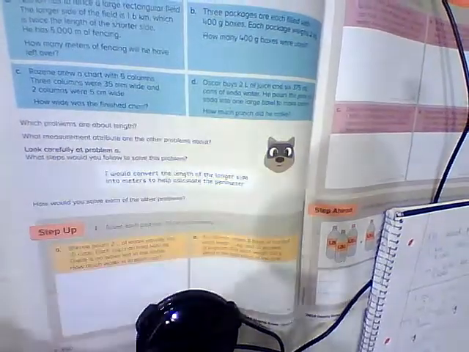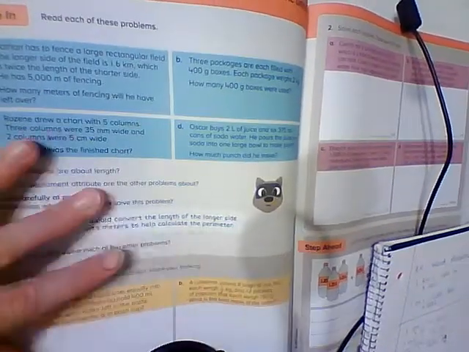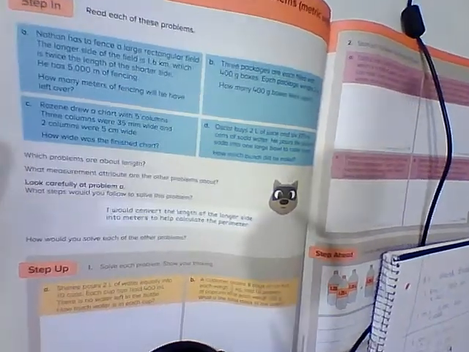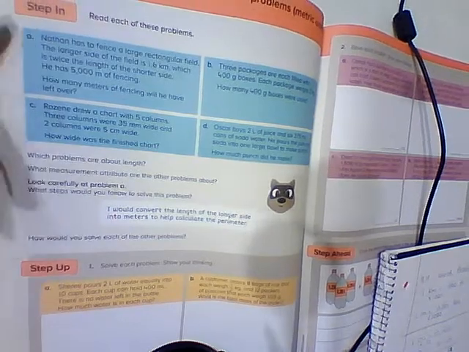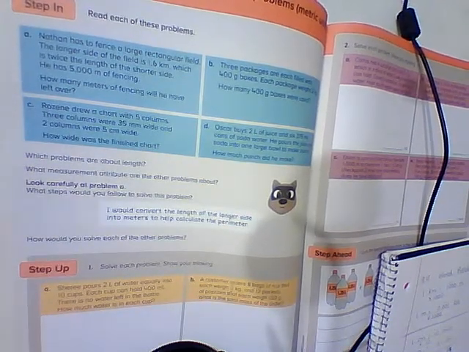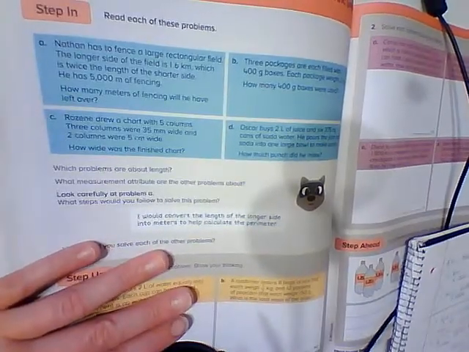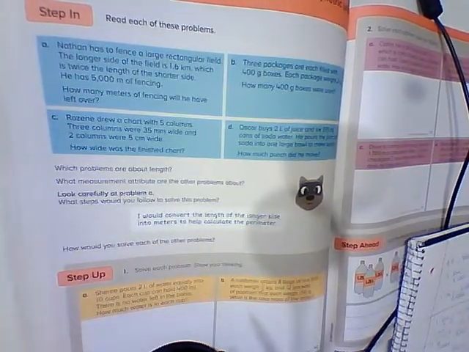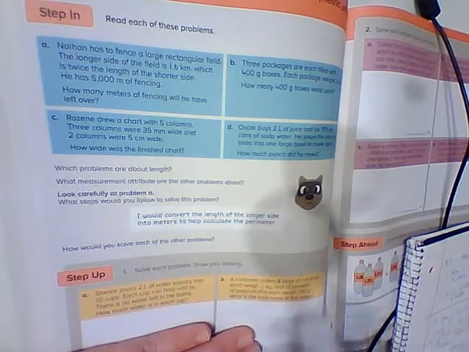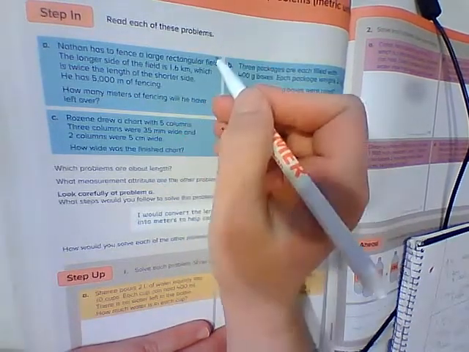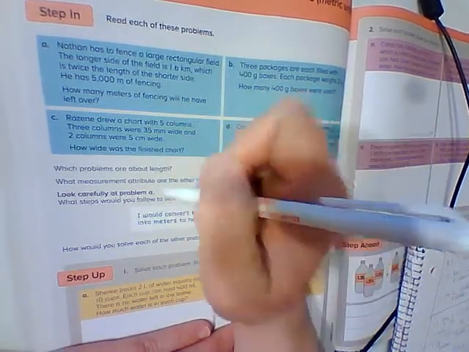So if you look at the step in, it just wants you to look at the problems and think about how would you solve them. So remember, when we're doing word problems, you need to read them, you need to look for important information, and also look for information that you should ignore. And then always you should be looking at what the label should be.